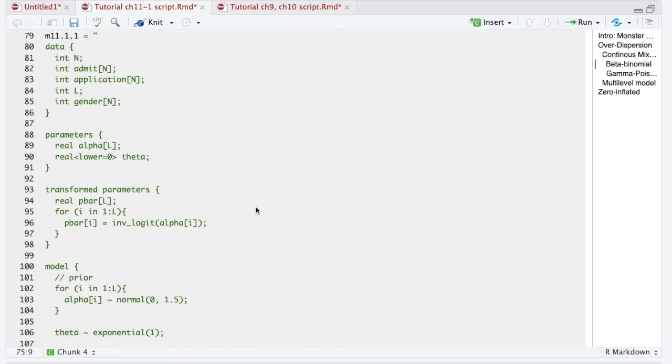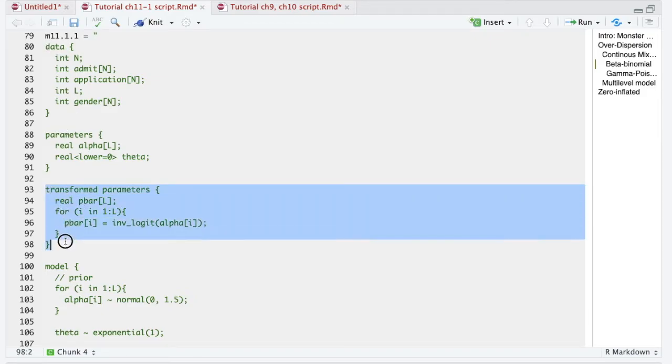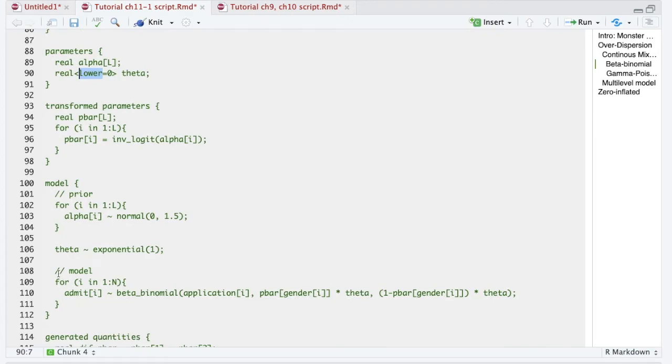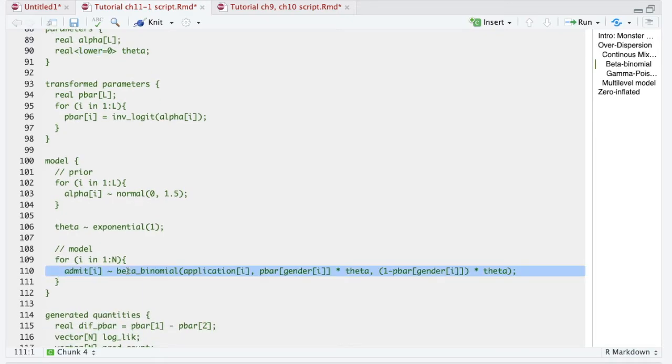So coding the STEM model is very similar to what we did in chapter 10. So the data, the parameters, the transformed parameters part are all the same, except that we need a new parameter theta, and don't forget to set a lower value equal to 0. And in the model part, you will think that it's a little bit different, why the beta binomial model is more complicated than what we did in the previous line of code.